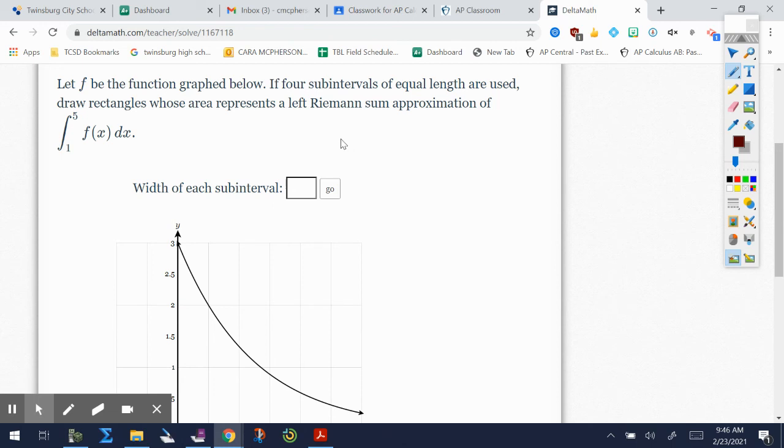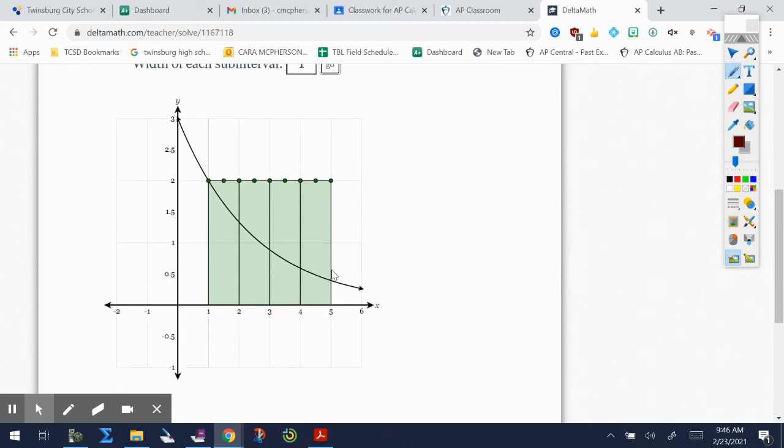So this one is a left Riemann. It's going from 1 to 5. It's splitting it into 4 subintervals. So from 1 to 5 is 4 units, split 4 ways. Each one is going to be 1 unit. So nice quick arithmetic there. We are going to do a left Riemann, so we want the left side of each interval. So I'm going to bring this one down.